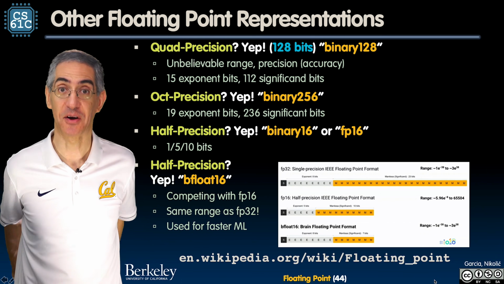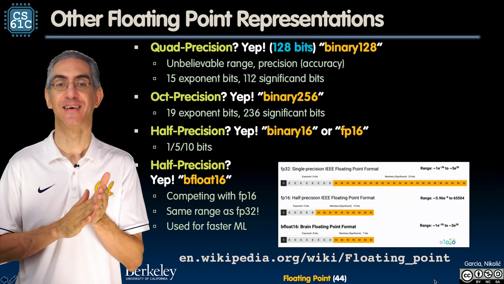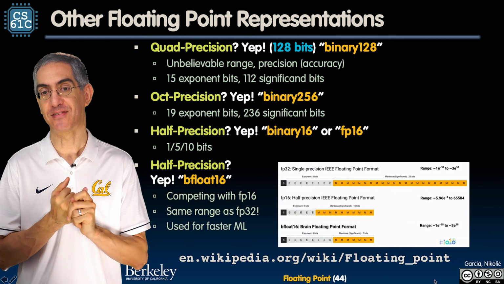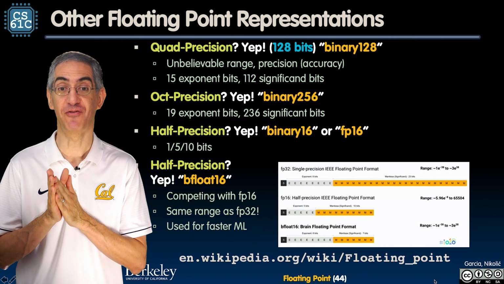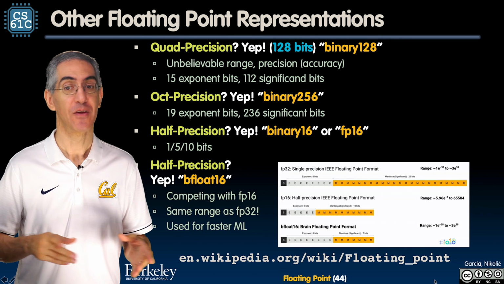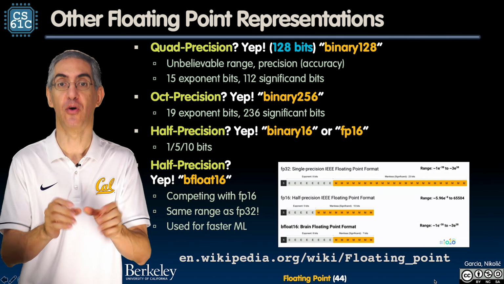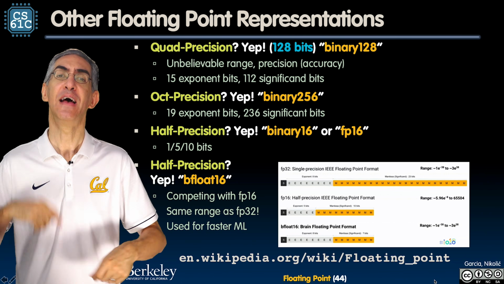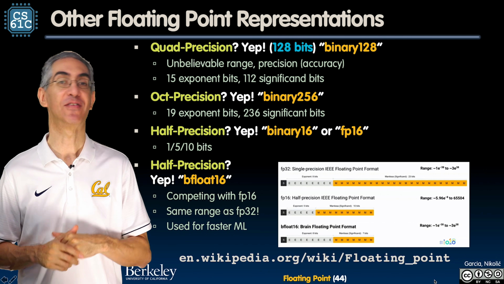Are there bigger than that? Yes, there are. One is called quad precision, 128 bits, otherwise known as binary 128. Again, unbelievable range and precision: 15 exponent bits and 112 significand bits. Do we have oct precision for people who need even more? Yes, that's called binary 256. What if you actually need less? Does binary 16 exist? Yes, it does. That's half precision, using what was known as a short, or 2 bytes, to store that, and that's 1, 5 exponent, and 10 significand. There's another comparison called B-float 16, and B stands for brain.